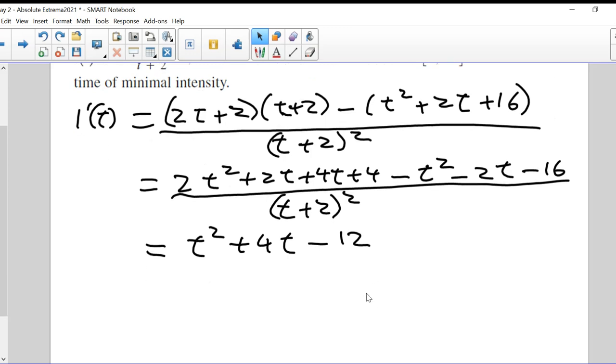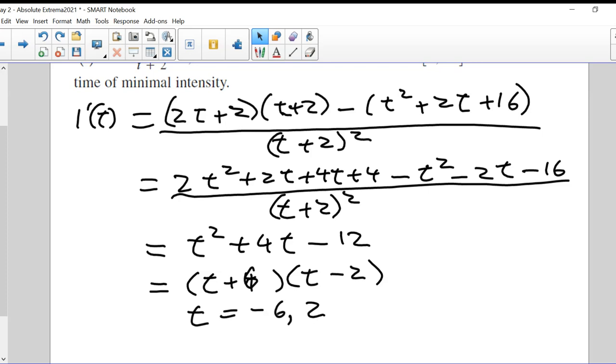Okay, we need to get this to be equal to 0, but we need to factor it first. In the quick time that we have, I'm thinking t plus 4, t minus 2. No, that's wrong. That's not 4. I'm really afraid to touch that. t plus 6, t minus 2. Anyway, hopefully you all agree with me on that. So that means that t is equal to minus 6 and 2.